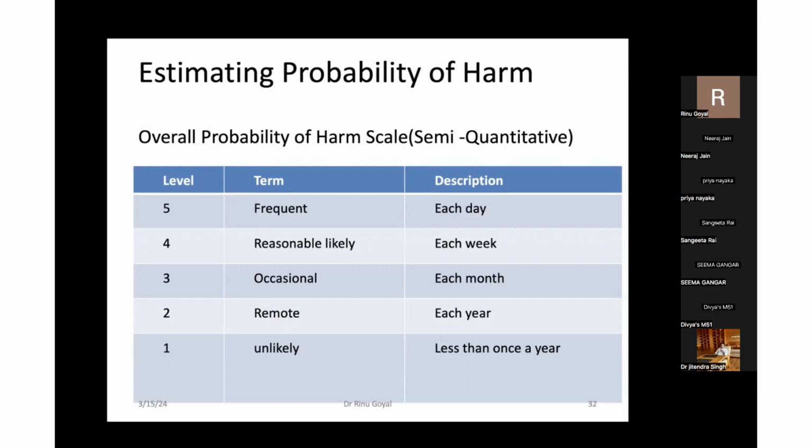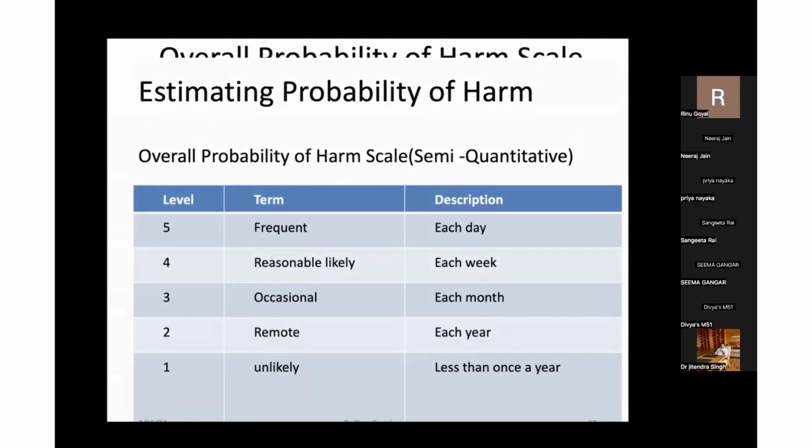This is a semi-quantitative assessment that we can assign to each activity. Level 5 is when the error is expected to occur frequently, like each day it is occurring. Likewise level 4, reasonably likely, each week it is happening. Then comes number 3, occasional, every month it is expected to occur. Number 2, remote, each year. Number 1, unlikely, less than once in a year.